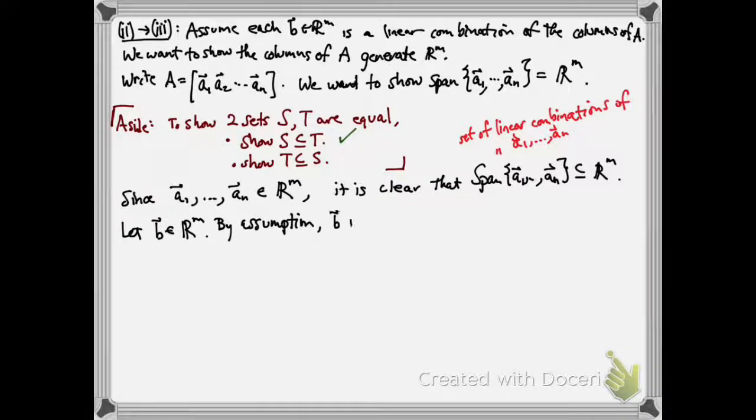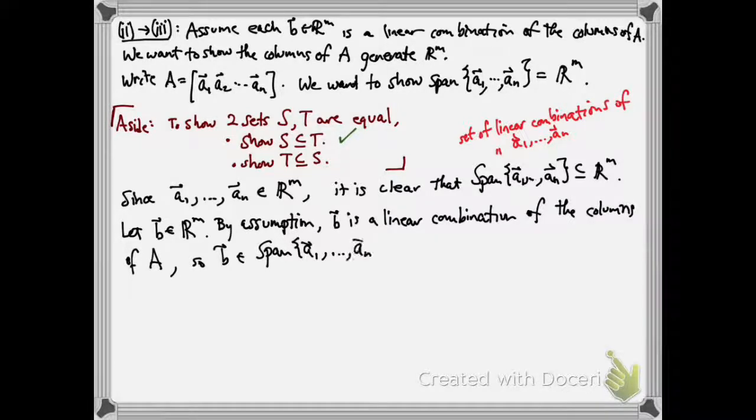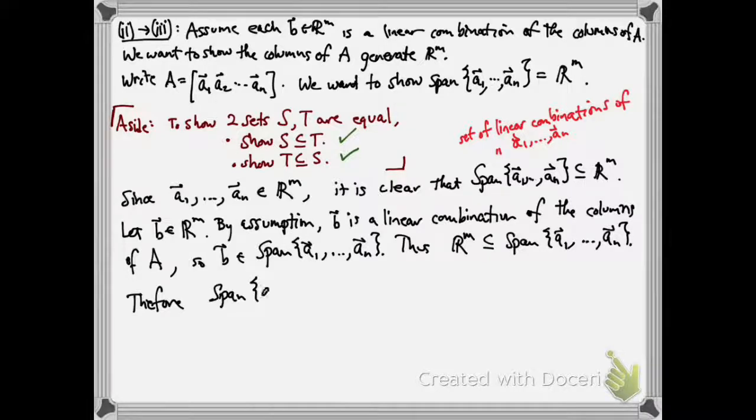Well, by assumption, B is a linear combination of the columns of A, and so that tells us B lives in the span of A1 up to AN. And that proves that Rm is a subset of the span. And so that ticks off both things we had to check, and therefore the span of the columns of A is equal to Rm as desired.